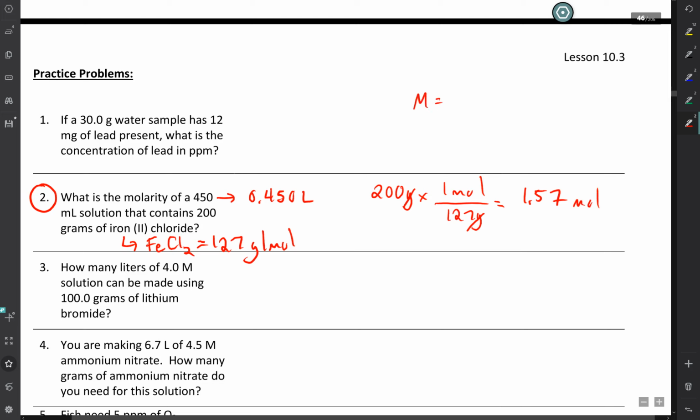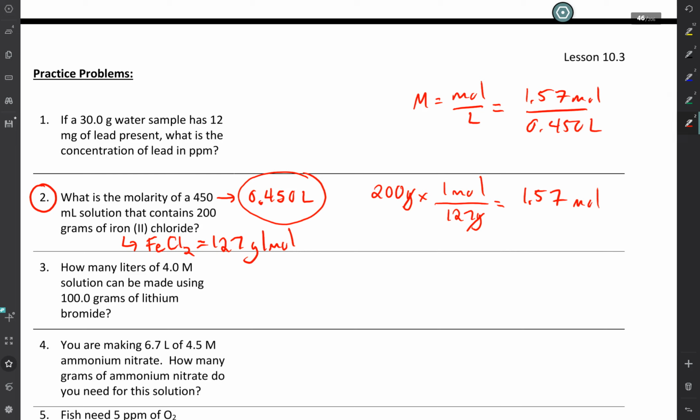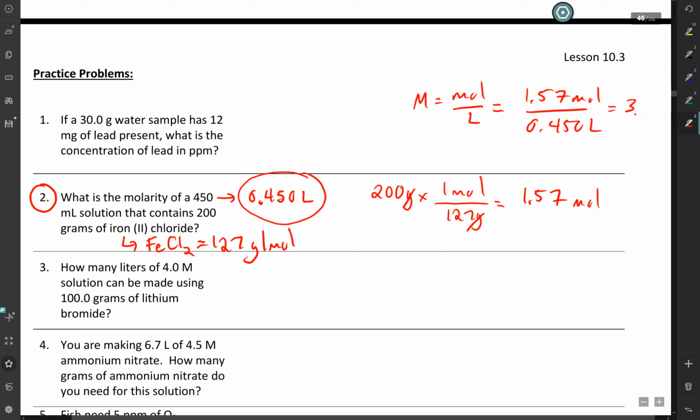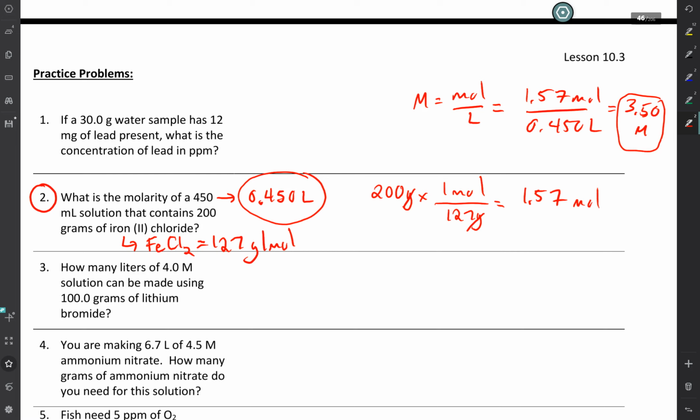I know that molarity is equal to moles over liters. I know the number of moles. I found the volume of my solution, 0.450 liter. And I come up with a molarity of about 3.50 molar. That's the formula method. I still have a whole lot of work to do. I have to get out of grams of iron 2 chloride and into moles, so I needed to figure out the formula of iron 2 chloride, calculate the molar mass, and then make the conversion.